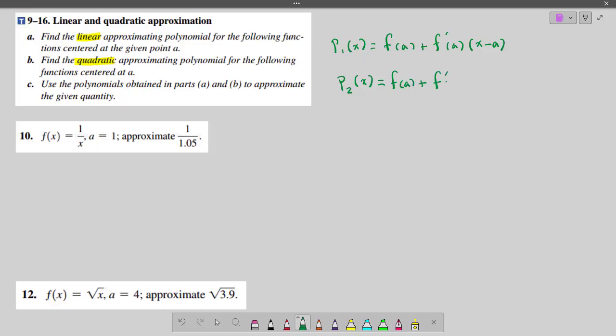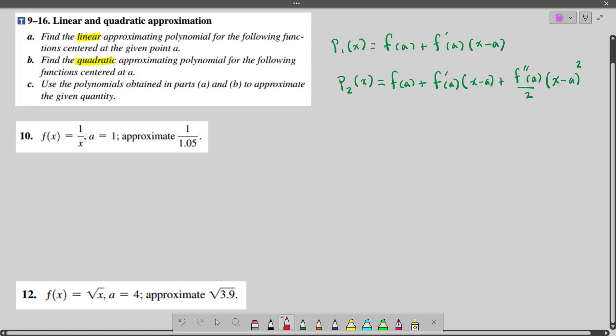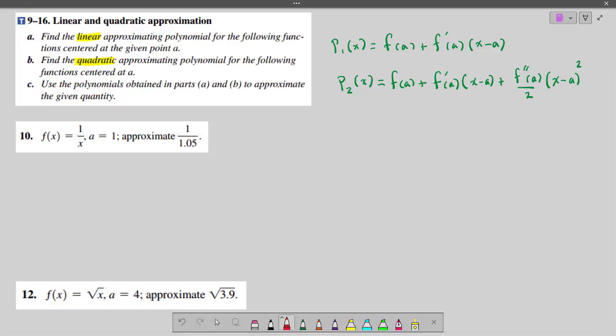To get our best quadratic approximation, all we have to do is take that tangent line and add a quadratic term. That's going to be that. So there's our best linear, and there's our best quadratic. So we need some information. We need the first derivative. We need the second derivative of our function.